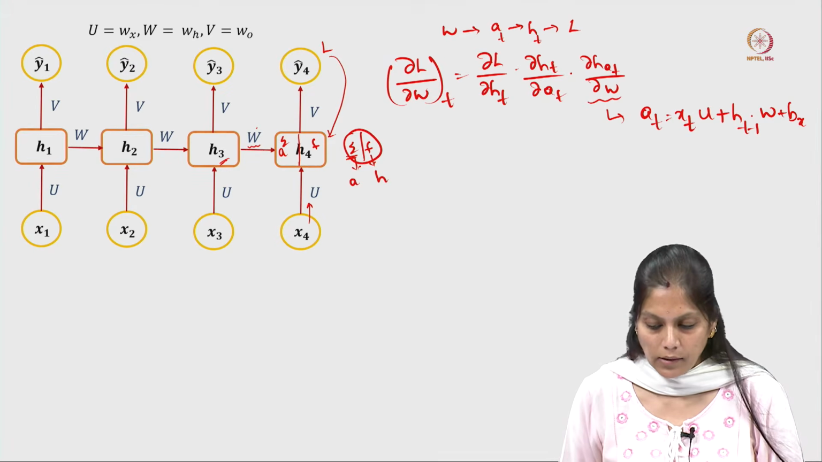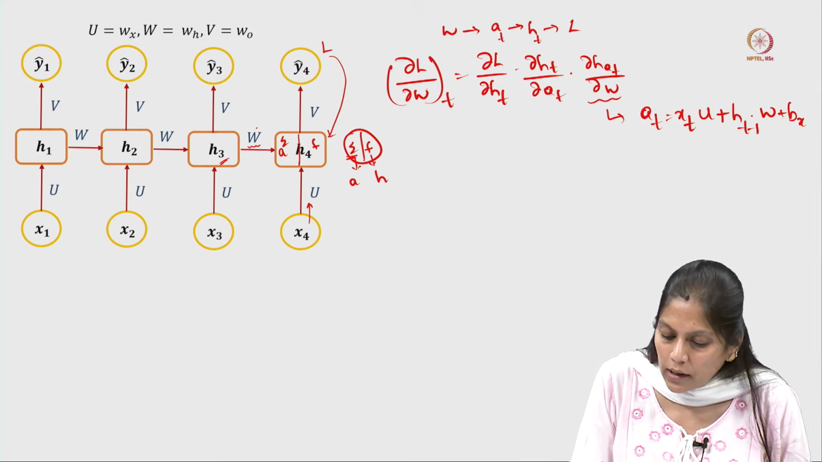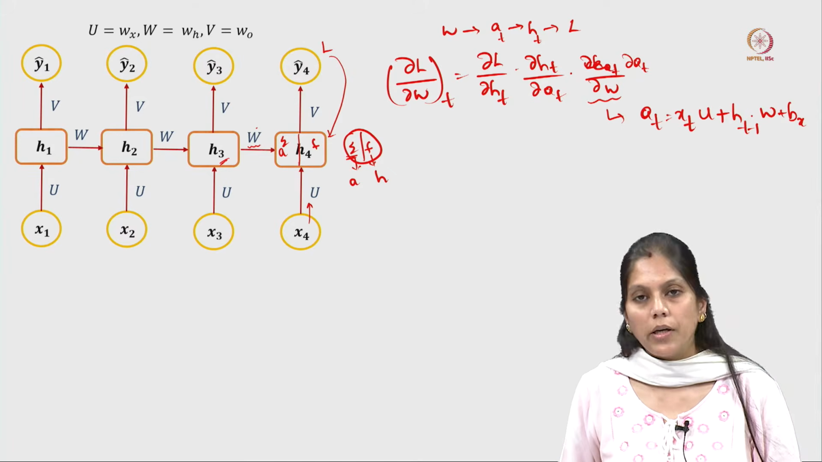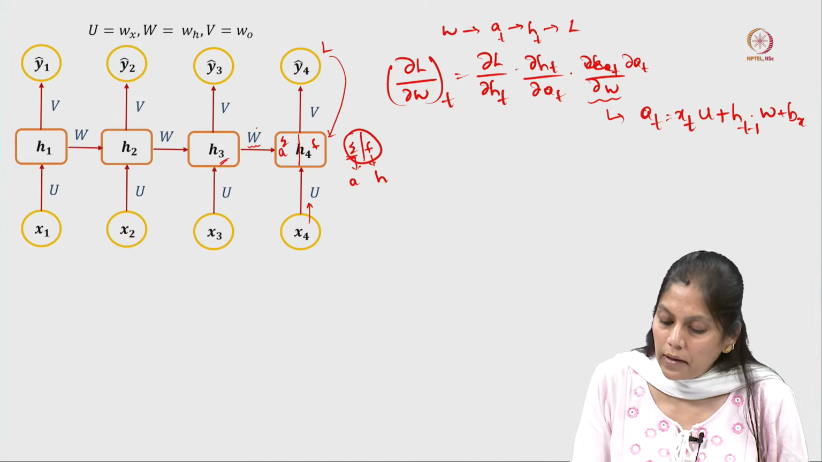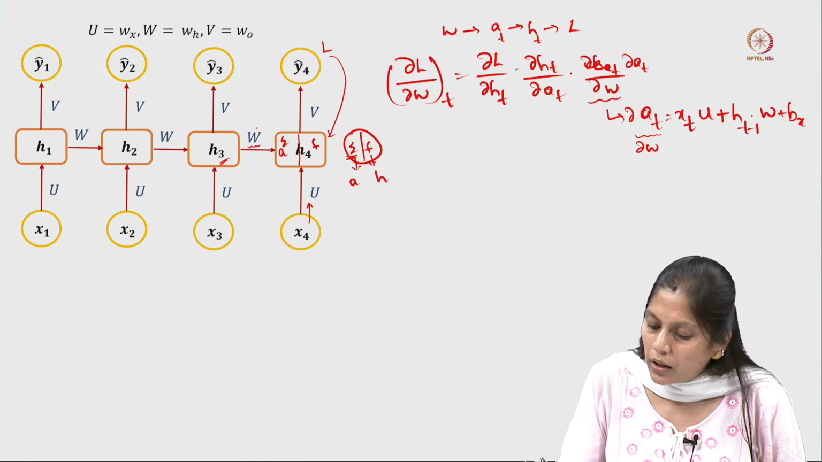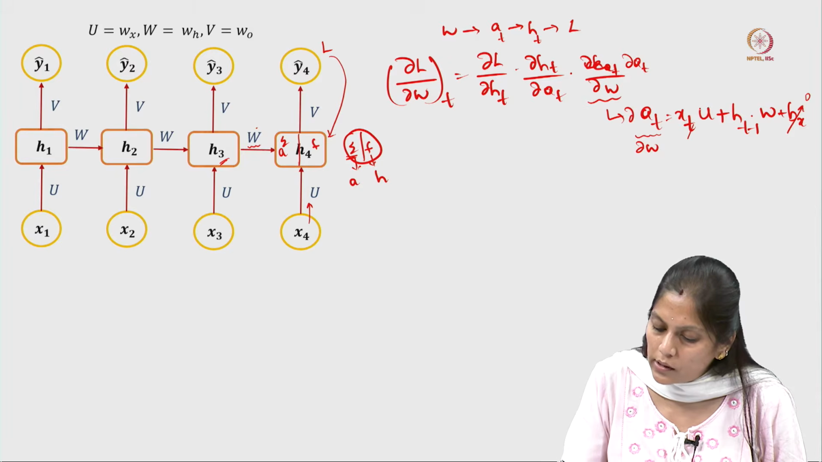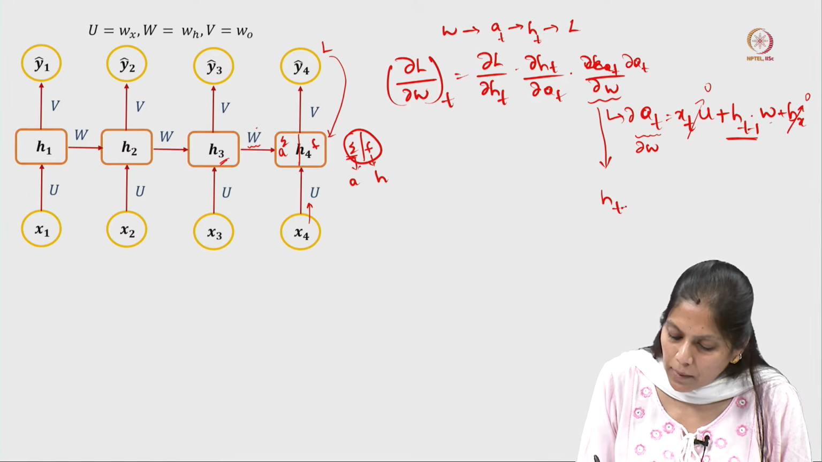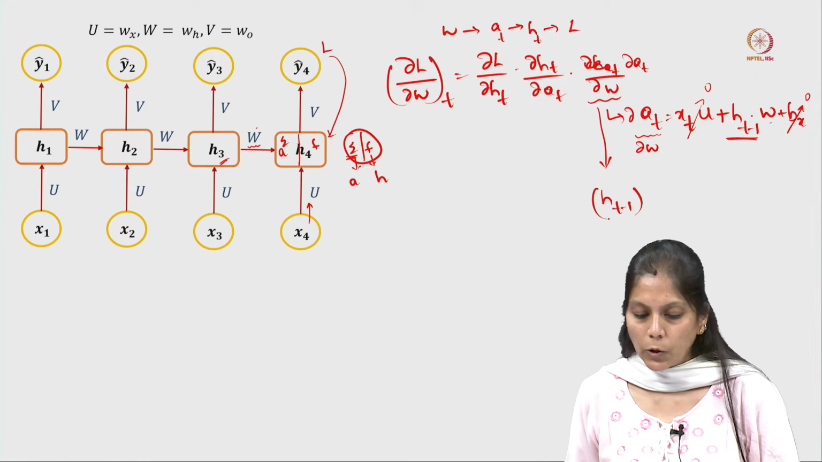Is it not? This is the equation for AT. If this is clear to you, now take the derivative of AT with respect to WF. When you take the derivative with respect to WF, this term becomes 0, because there is no WF in it, and the value of this term is Ht minus 1. I hope this is clear to you.